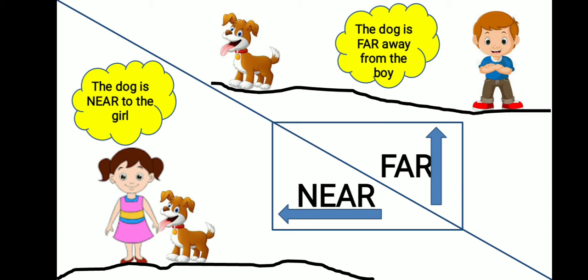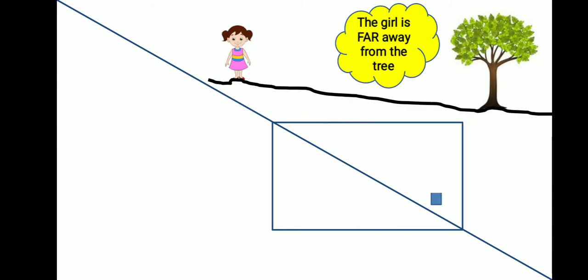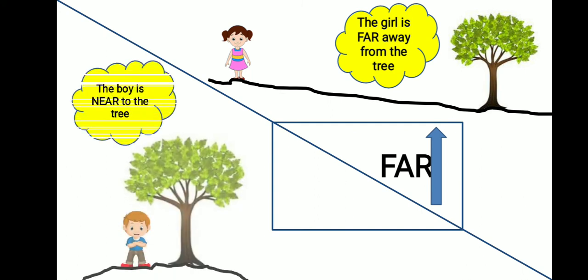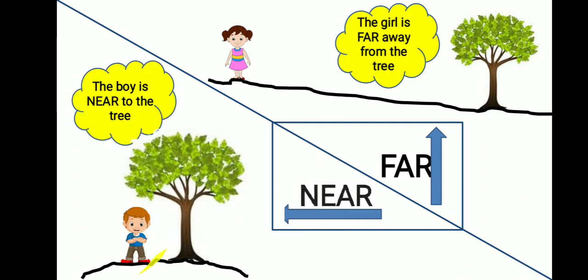Now see the next example. Now see this girl. This girl is away from the tree. You can see this distance. Now in the next picture, the boy is near to the tree.